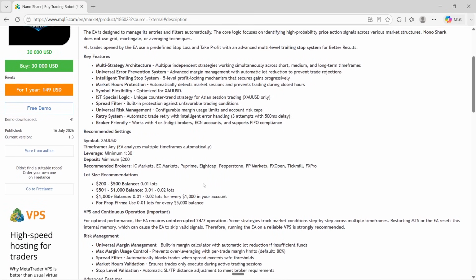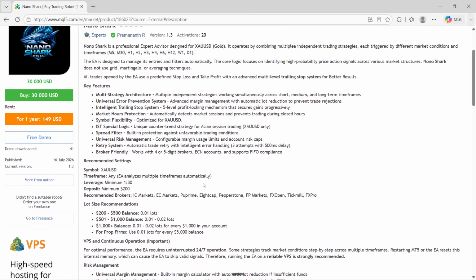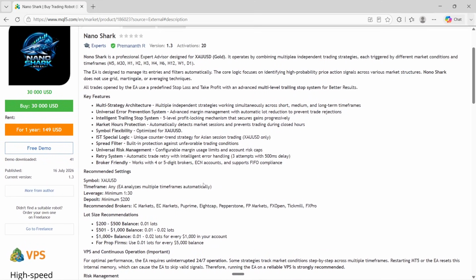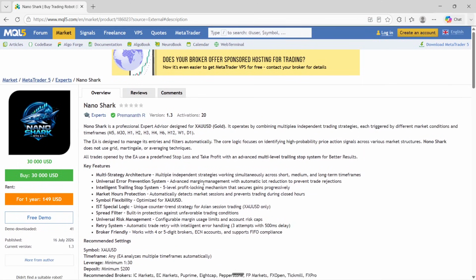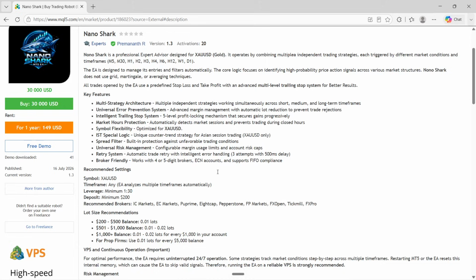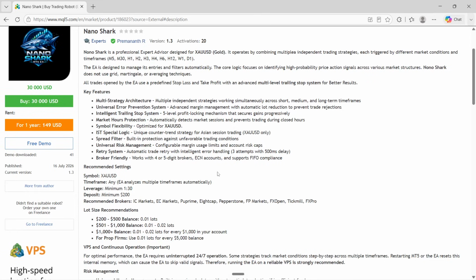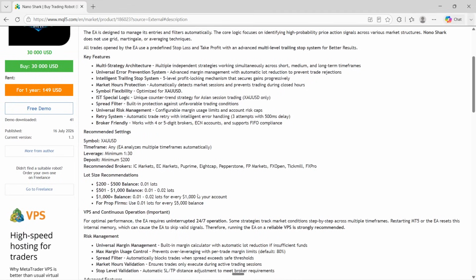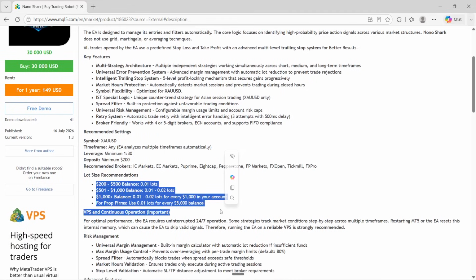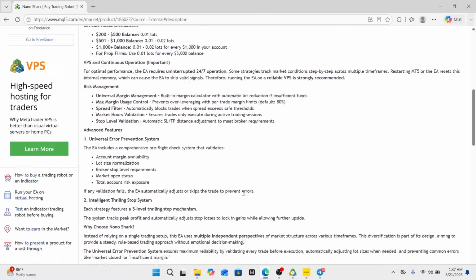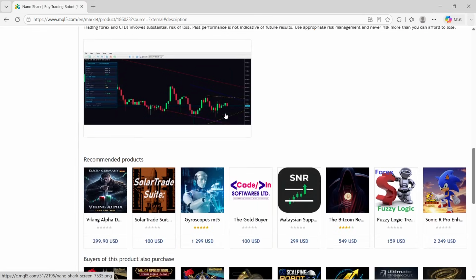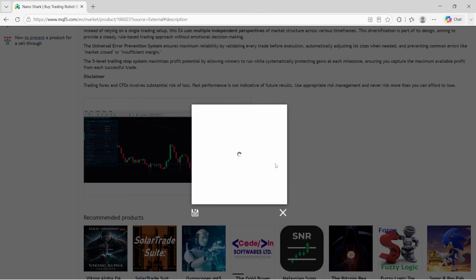Okay. The minimum deposit is around $200 and a reliable VPS is needed because some strategies track conditions step by step and can lose internal state if the terminal restarts. Lot size guidance starts at 0.01 for smaller balances. I see all of that over here. All right, let's check if there are any screenshots. Okay, we have just one screenshot provided here.